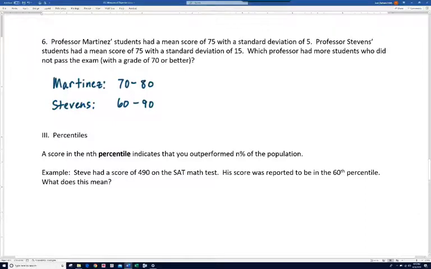So you can see, it says which professor had more students who did not pass the exam. That would be a 70. You could see that would be Professor Stevens.